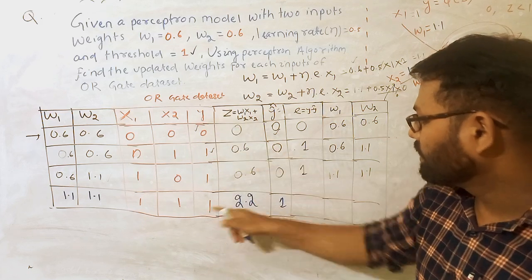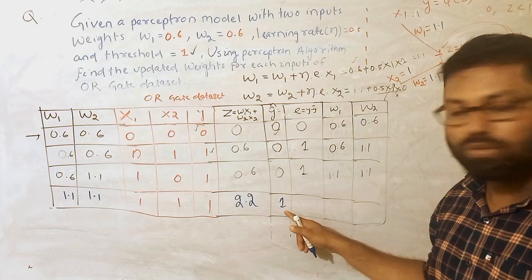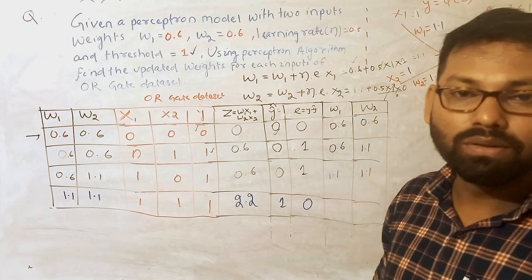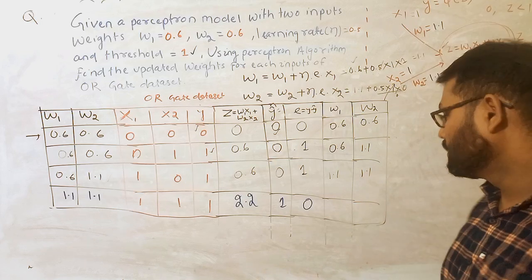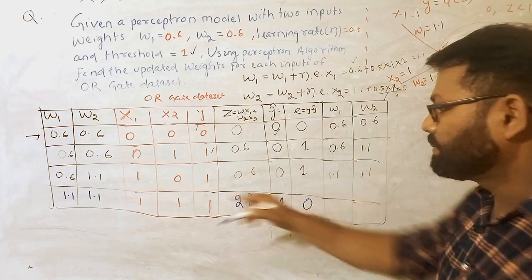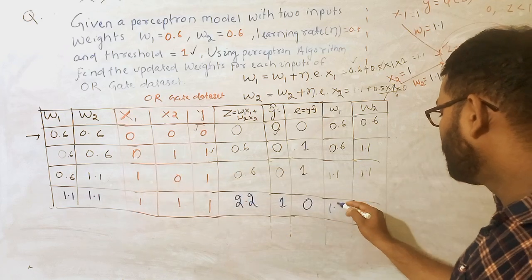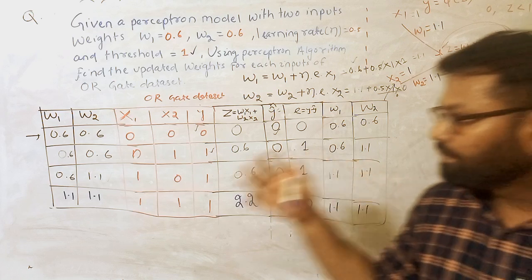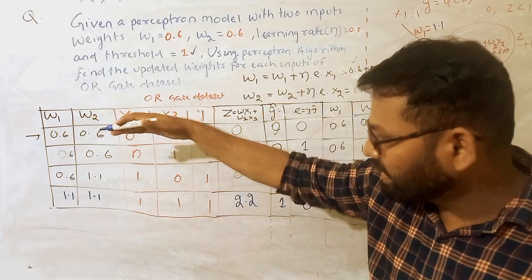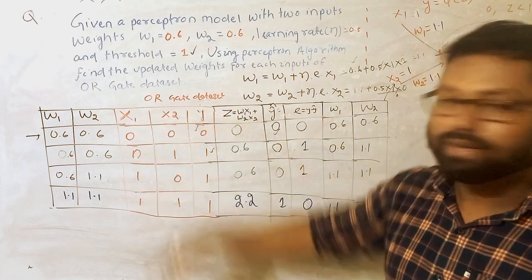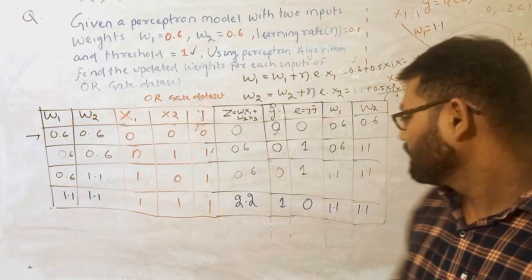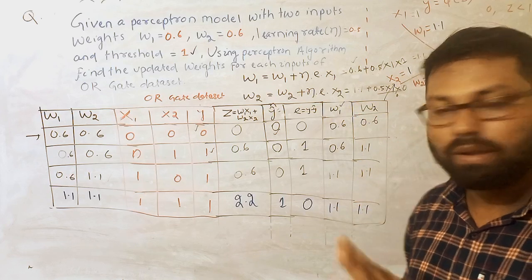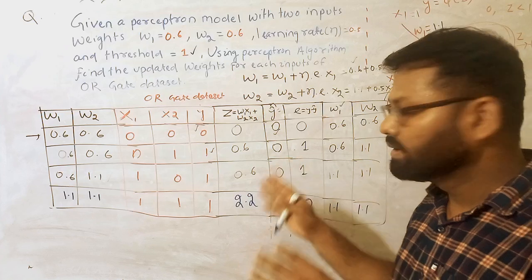What is the real output? 1. What is the predicted output? 1. 1 minus 1, 0. So here no error. No error means no need to update. So here I can keep my weights the same, 1.1 and 1.1. So after one epoch, I have applied perceptron for each training sample once, that means one epoch is completed. Finally, I got W1 1.1, W2 1.1. So one epoch completed.